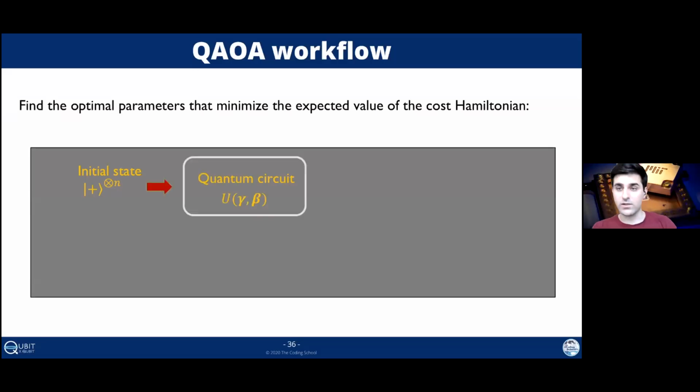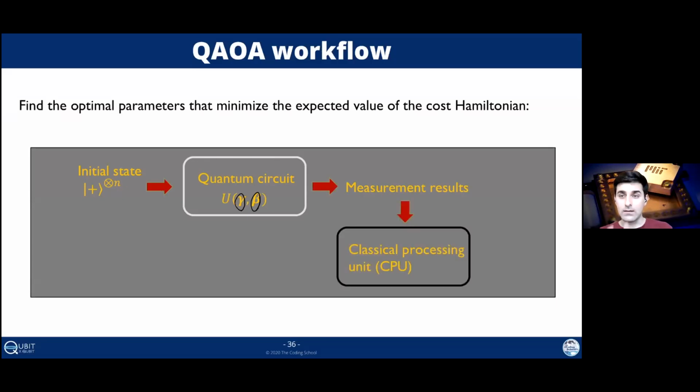Then we apply our quantum circuit, which has these tunable parameters gamma and beta for some number of layers. And then after we execute the circuit, we measure the outcome of the circuit. And then we feed these measurement results into our classical computer, or classical processing unit, also known as CPU. Then our CPU does some optimization in the background, and comes up with new variational parameters, gamma and beta, and then tells the quantum computer to run a quantum circuit with these parameters, gamma and beta.